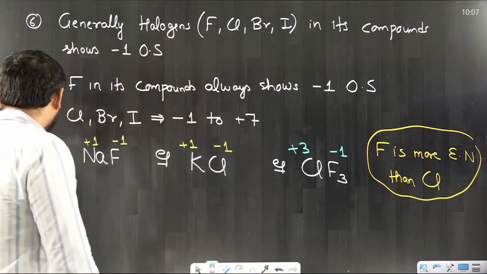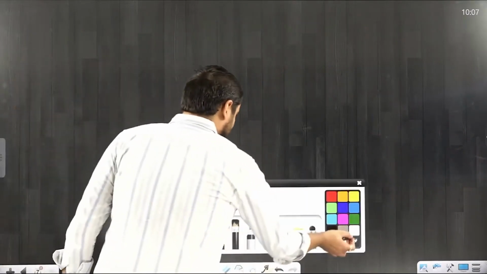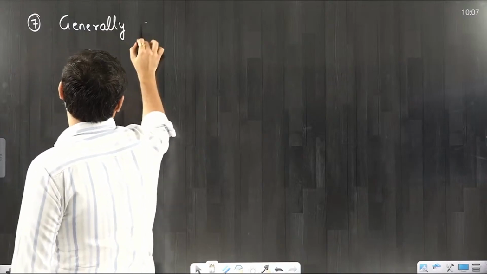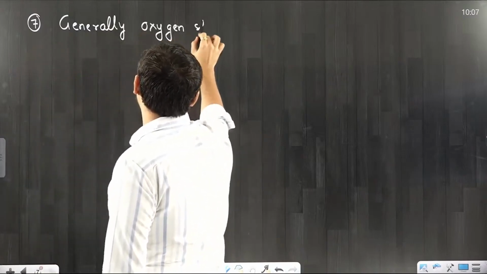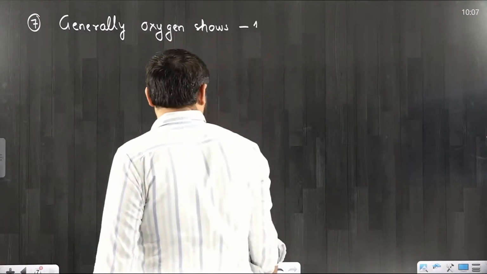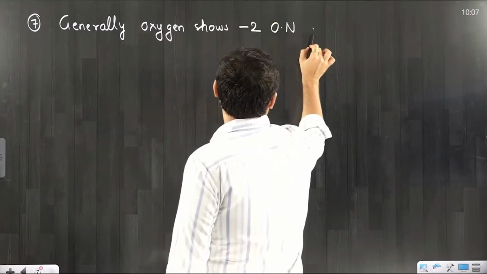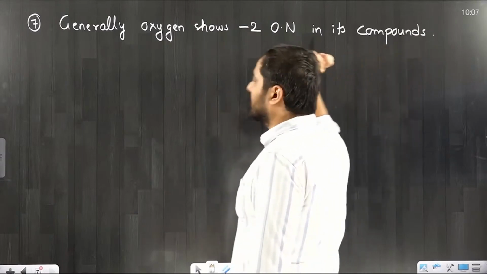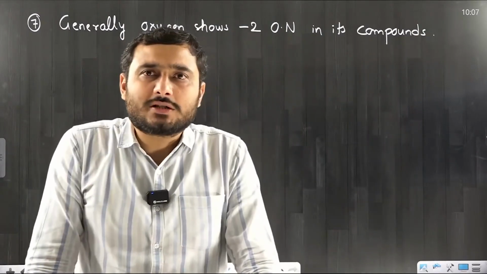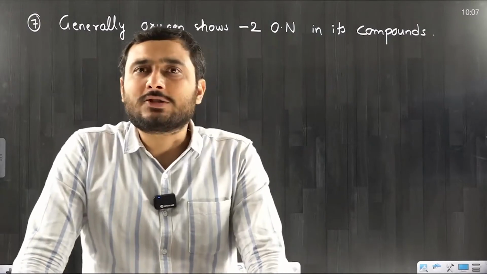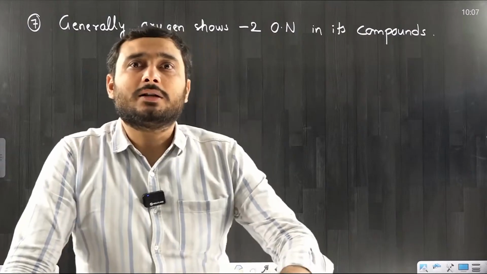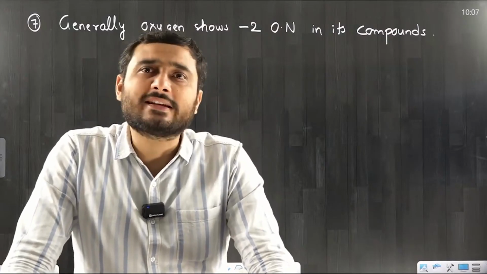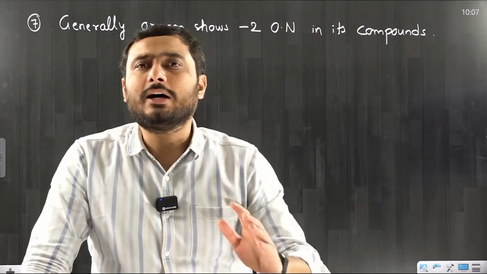Okay. Now, if we move to the next element, that is oxygen. So, what do we write generally? Oxygen shows minus 2 oxidation number in its compounds. Okay. So, generally oxygen shows which oxidation number? Minus 2. And oxygen minus 2 is called oxide. But there are some other compounds of oxygen which are formed, that is peroxide, superoxide, and when oxygen combines with fluorine. So, different oxidation numbers are possible.